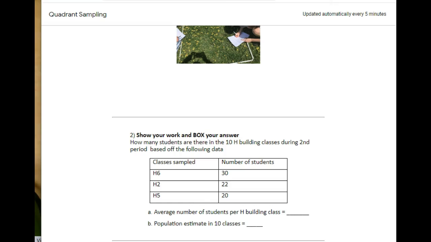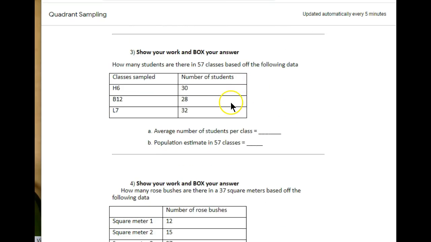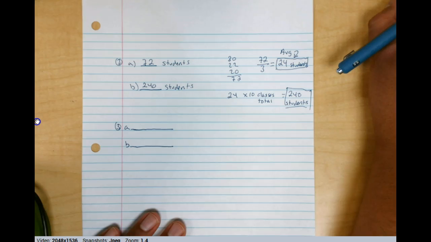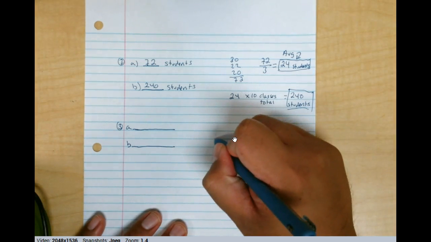Hopefully I don't add wrong this time. All right, so in this case, we wanted to figure out how many students there are in 57 classes based off the data. So in this case, we went and we measured 1, 2, 3 classes. All right, so let's come back over here. So we know our total is 57. So now we need to set up our average.